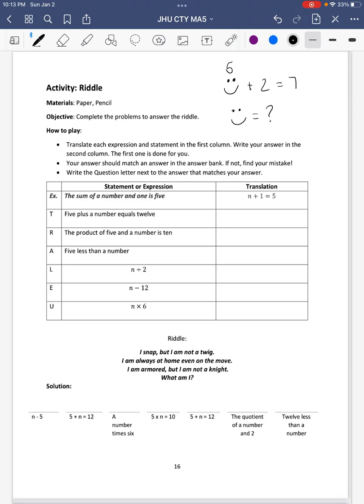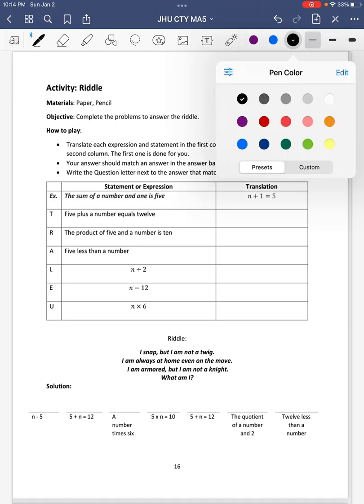Okay, again, if you were going to actually solve this problem, you would say, 4 plus 1 is 5. But it's not asking you what N is. It's just asking you to write it as an expression or turn the expression that they give you into a word problem. Okay. Then it says your answer should match an answer in the bank. If not, find your mistake. So it kind of narrows it down. You can't make too many mistakes because you're limited.